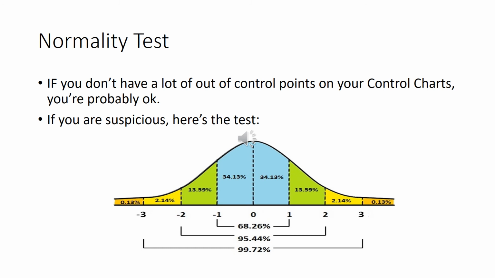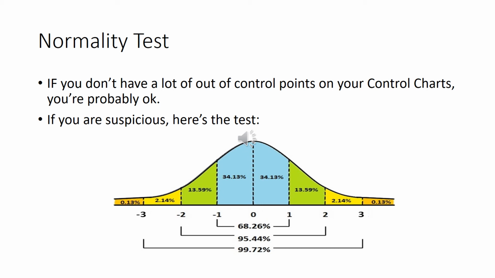So I'm going to do a normality test. See if in fact I am actually normal. And you can do this with any distribution. I'm just going to choose normal. First of all, the reason I like normal is if you got a control chart with not a lot of out of control points, you're probably okay. However, if you're suspicious, you want to look at a normal curve.